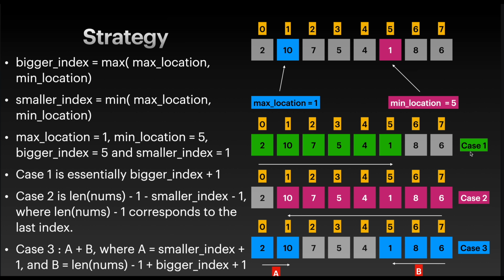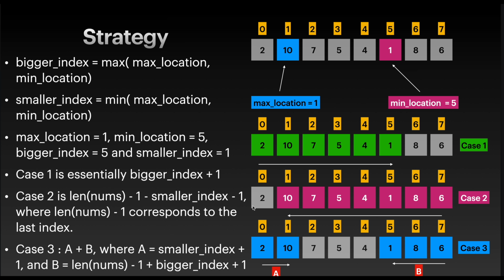How should we write case 1 as a mathematical equation? Case 1 will be just that we return bigger_index plus 1, right? The plus 1 is because we have to add 1 since Python is 0-indexed. That's something we have to keep in mind.